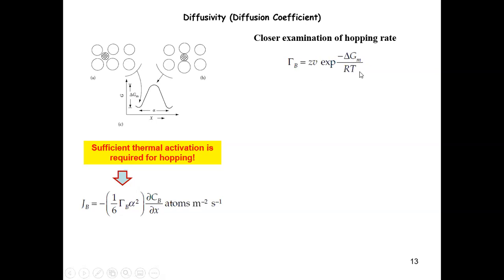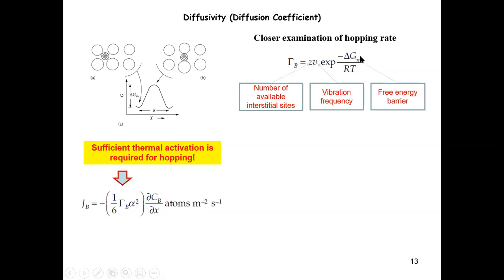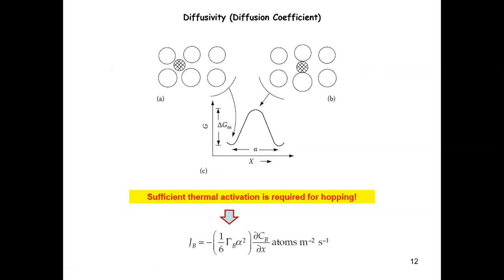Now, clearly, you see the temperature plays a role in determining this very important process, and also what determines this delta GM is the actual material and the particular atom doing the hop. So this is the material-specific aspect of diffusivity. Now, what are these two? We already know that this is a free energy barrier, and this v is the vibration frequency. The hopping rate and vibration frequency are two different things. I think you can probably see from here.